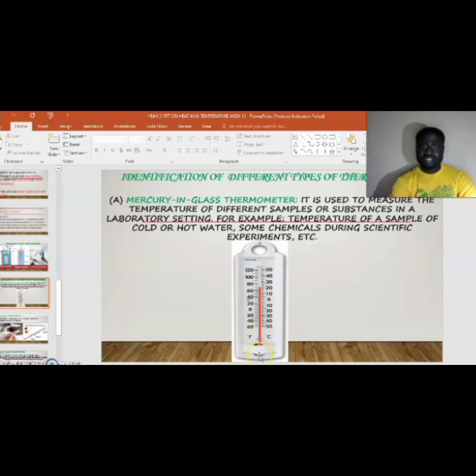So it has a sensor. As soon as the tip is in contact with the substance or the sample whose temperature you want to observe, the mercury moves this way, all the way up, and stops at a point on the calibrated mark. We call it graduation or calibration. So anywhere the mercury stops, you take your reading. Like in this case, this thermometer is made up of both the degrees Celsius and the degrees Fahrenheit scale. So you can choose to use the degrees Celsius scale.